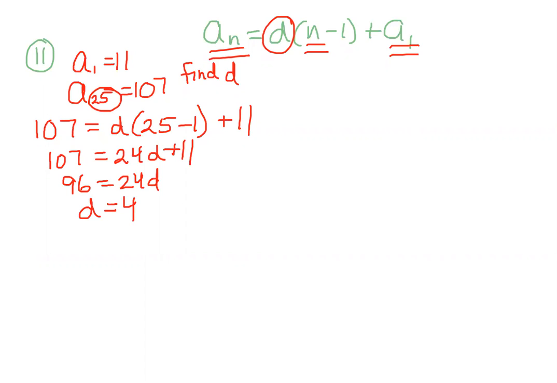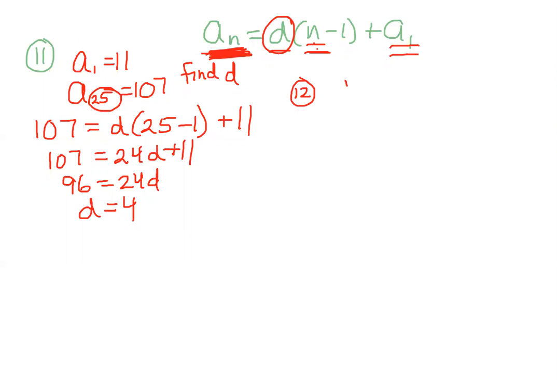And that's our answer. So in number 9, we looked for AN. That's what we didn't know. We knew D, N, and A1. In number 10, we knew AN, we knew D, and we knew N, and we looked for A1. And here in number 11, we knew AN, N, and A1, and we solved for D. So let's see what number 12 is going to bring us.